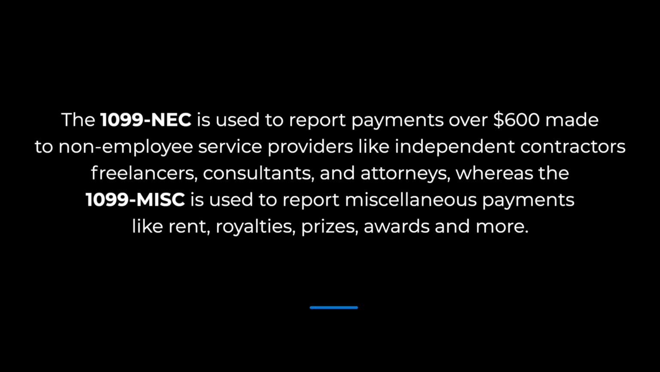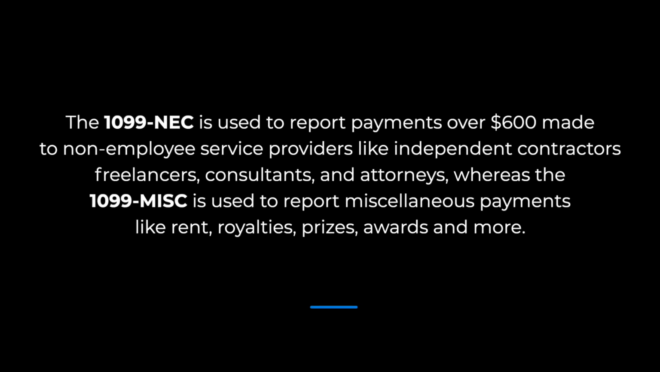What's the difference between a 1099-NEC and a 1099-MISC? The 1099-NEC is used to report payments over $600 made to non-employee service providers like independent contractors, freelancers, consultants, and attorneys, whereas the 1099-MISC is used to report miscellaneous payments like rent, royalties, prizes, awards, and more. The IRS created the 1099-NEC to make it easier for taxpayers to report, and for the IRS to track, income outside of traditional employment.